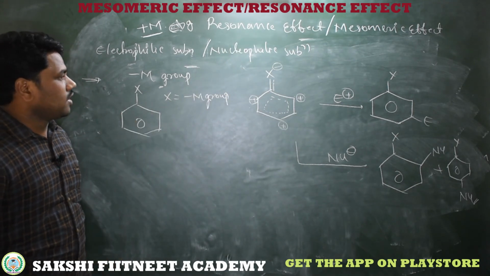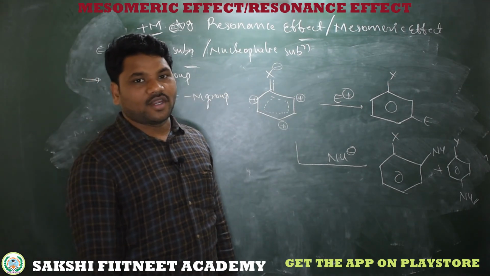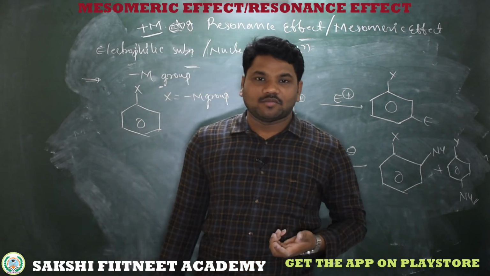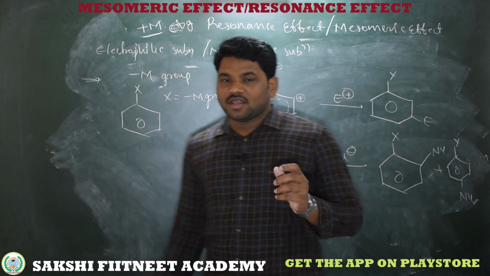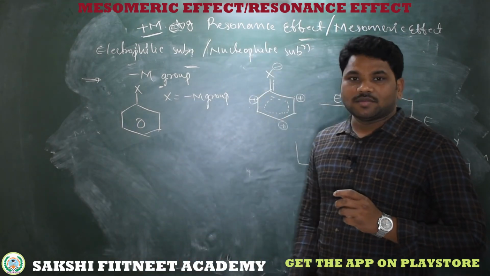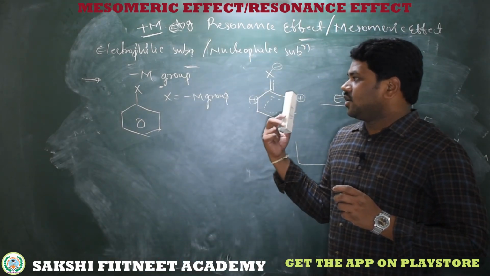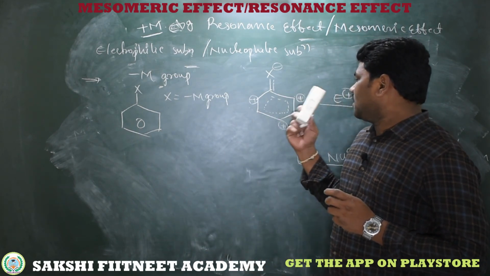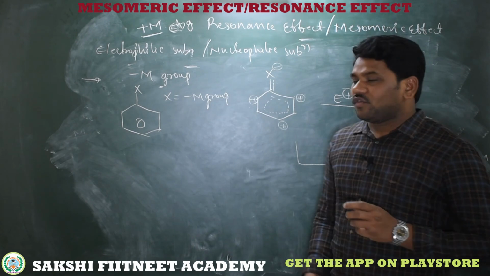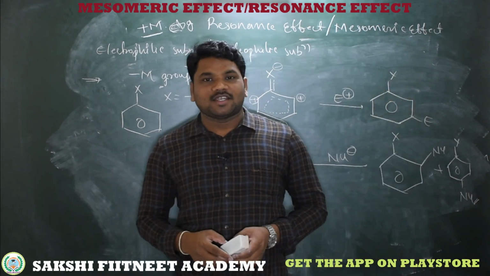So I hope you understand well what the mesomeric effect is and which groups are plus M groups and which groups are minus M groups. So in the presence of a plus M group, how can we carry out electrophilic substitution and nucleophilic substitution, and in the presence of a minus M group, how can we carry out electrophilic substitution and nucleophilic substitution. So I hope you understand well.